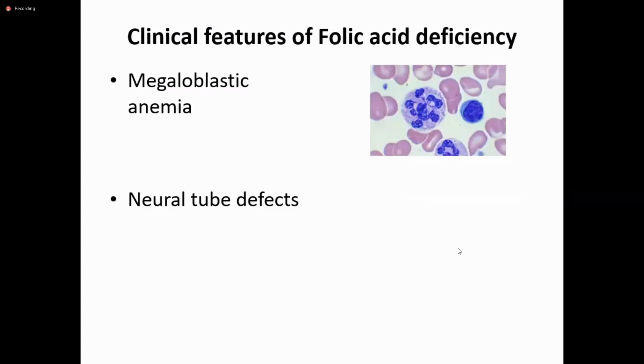Folic acid deficiency will lead to megaloblastic anemia, and if it is deficient in utero, it can result in neural tube defects, meningomyelocele, spina bifida.